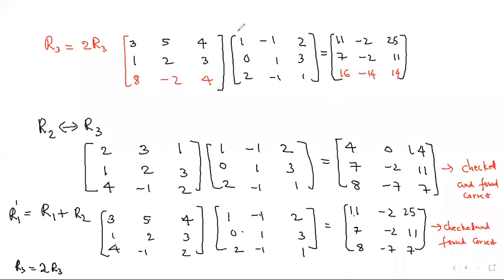Now check, is it correct? 8 plus 0 plus 8, 16, correct. Minus 8, minus 2, minus 4, minus 14. 16 minus 6 plus 4, 14. Found correct. Checked and found correct.